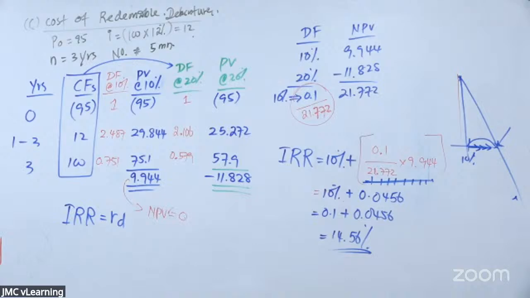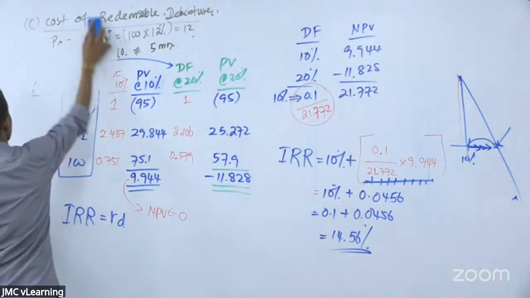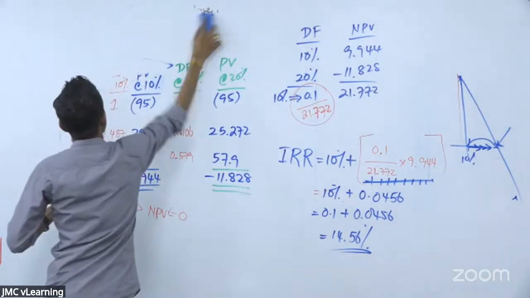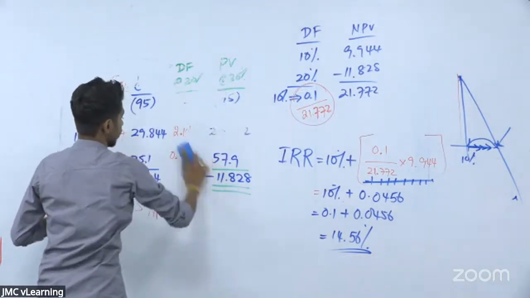Okay. Now we move to the WACC calculation. WACC calculation, weighted average cost of capital.